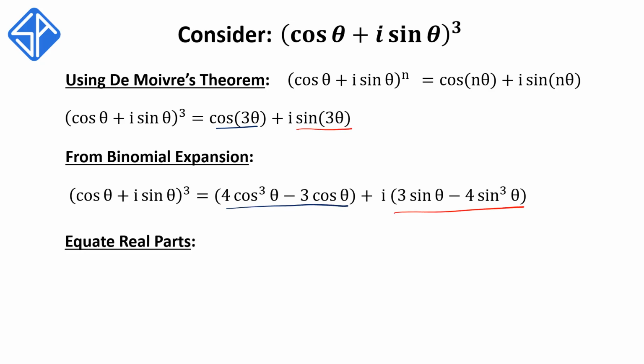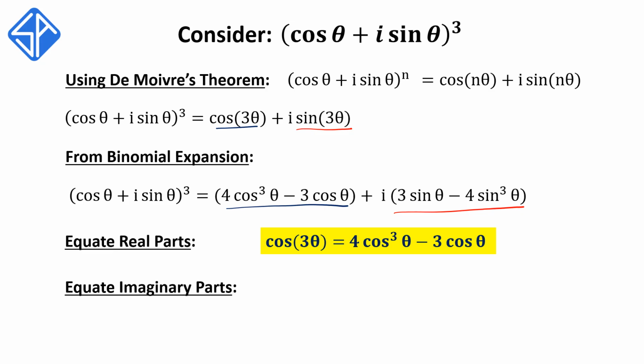And when we do that, equating the real parts, we're going to get our first result. Cos 3 theta is equal to 4 cos cubed theta minus 3 cos theta. And by equating the imaginary parts, we're going to get our second result. Sine 3 theta is equal to 3 sine theta minus 4 sine cubed theta.